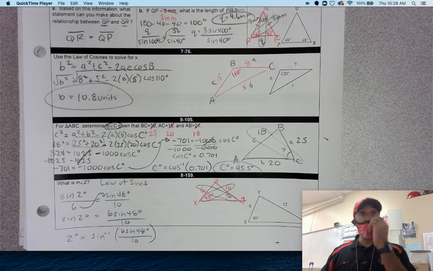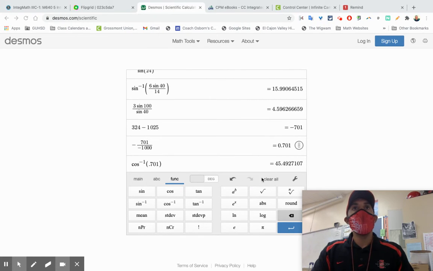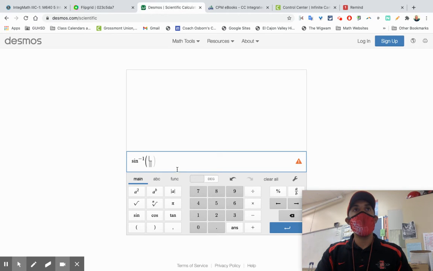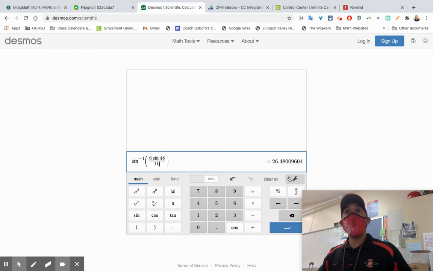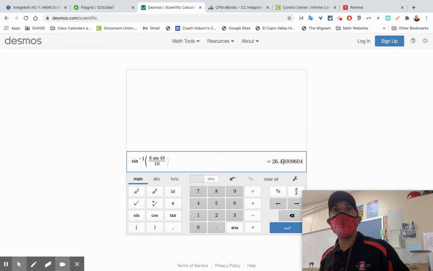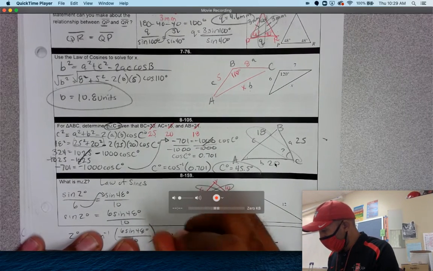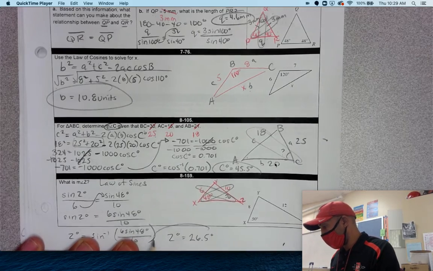Now I'm going to set that up using the scientific calculator here. Let's clear all this out. Remember, type sine inverse first, then 6 times sine of 48, and divided by 10. Okay, my angle, I'm going to round that to the nearest tenth. This will be 26.5 degrees. So angle Z equals 26.5 degrees.